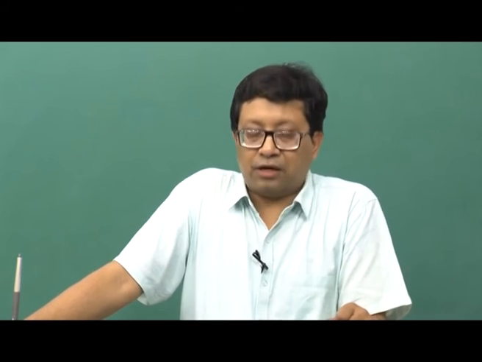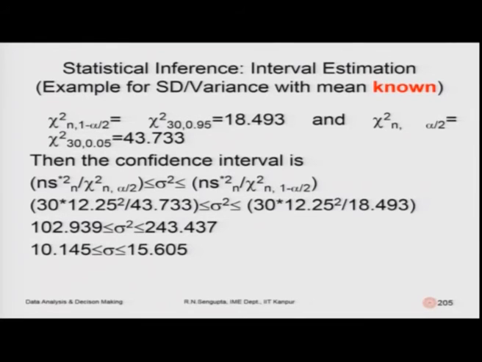So, in this case, continuing from the table, chi square n and 1 minus alpha by 2, this being on the right hand side. What is n? n is 30, because you are not losing any degree of freedom, and 1 minus alpha by 2 would be 0.95, which comes out to be 18.493, and chi square n alpha by 2 on the left hand side comes out to be 43.75. Then the confidence interval is found in the same way as we have just noted down, and the confidence interval for sigma comes out to be 10.145 and 15.605.